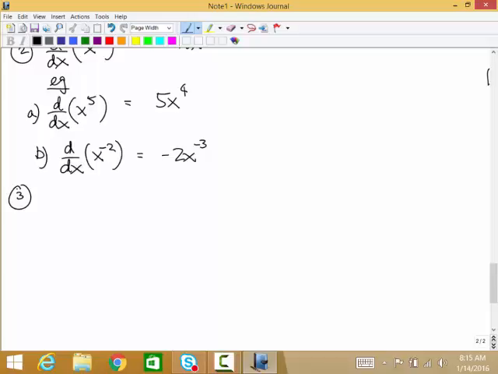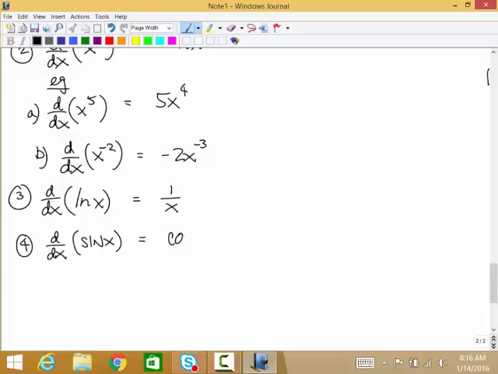The third fact, so we're going up to 9. The third one is the derivative with respect to x of natural log x is equal to 1 over x. The fourth one is d dx of sine of x is cosine. And d dx, number 5, d dx of cosine is negative sine.